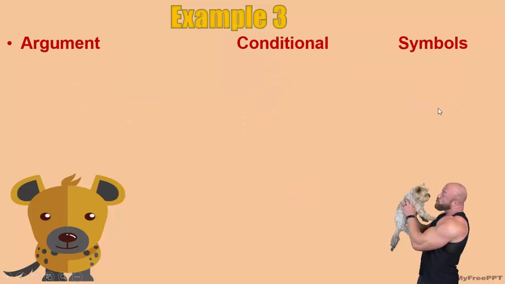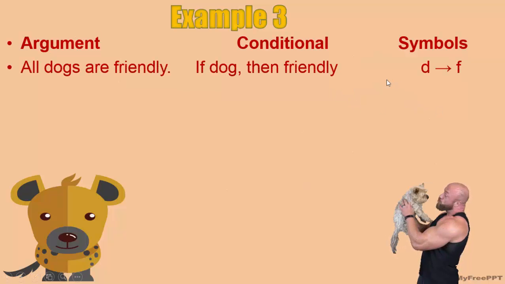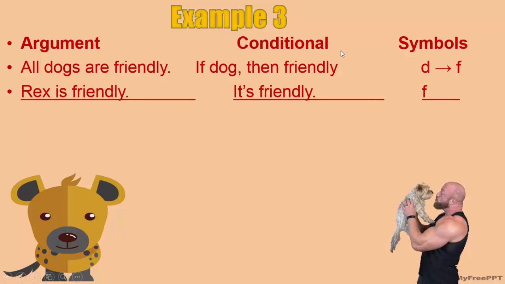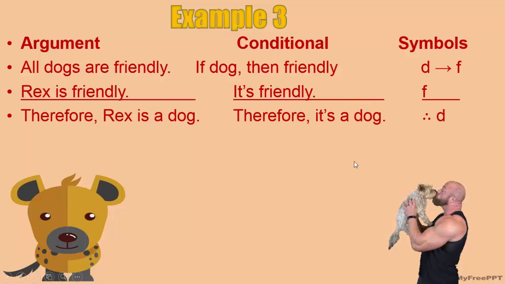So here we have the argument, conditional, and symbols, and then we write down all dogs are friendly, if dog, then friendly, and then symbols, if D, then F. And then we have Rex is friendly. In the conditional, we drop the name and just say it's friendly, and then finally F for friendly. And then lastly, therefore Rex is a dog, therefore it's a dog, therefore D.